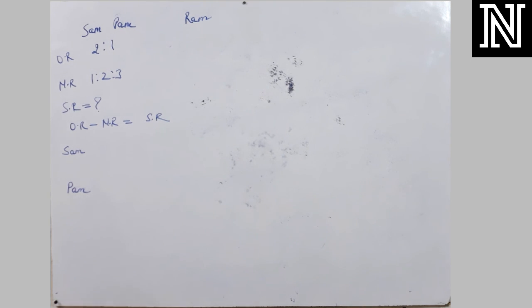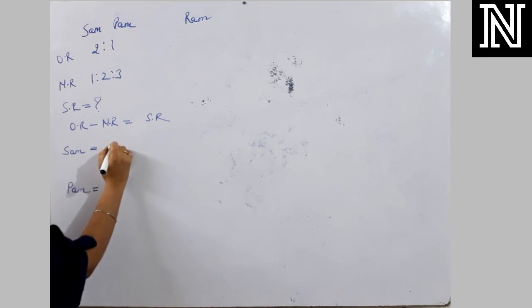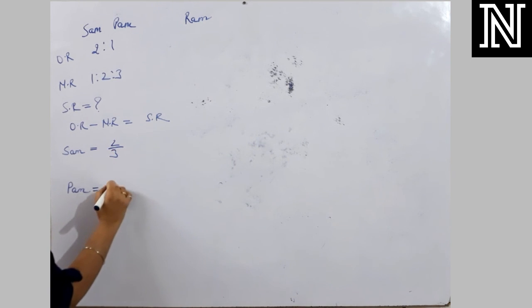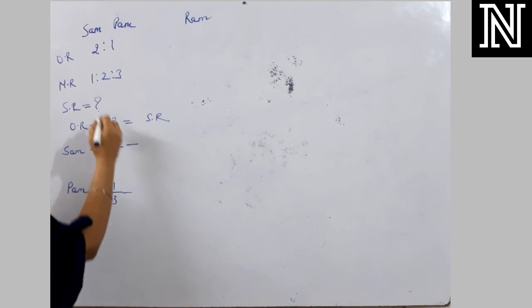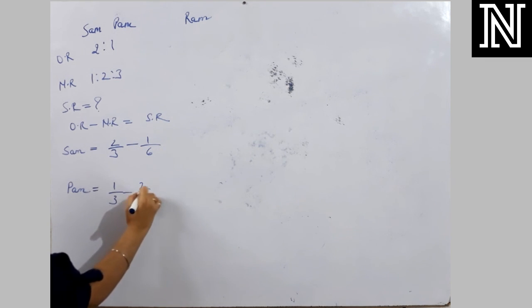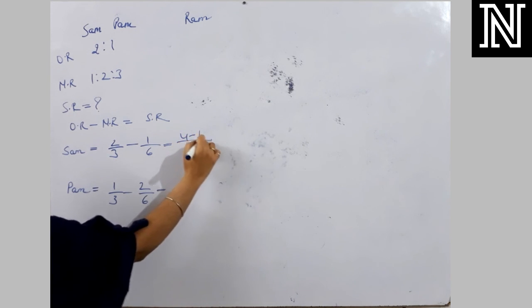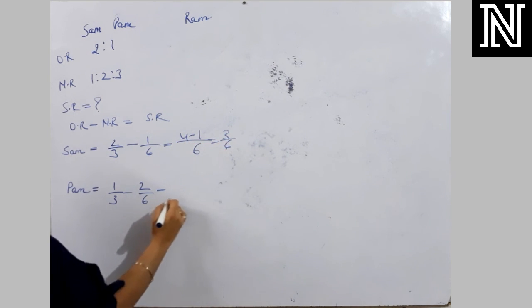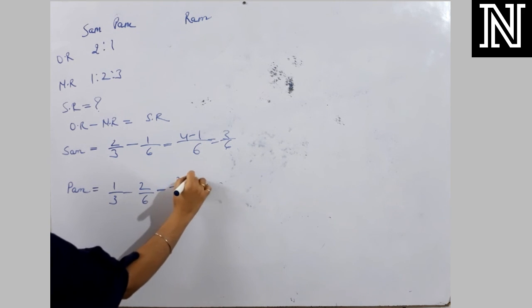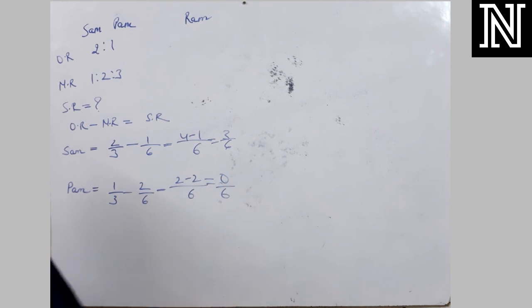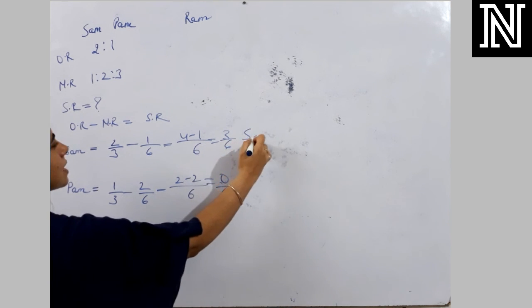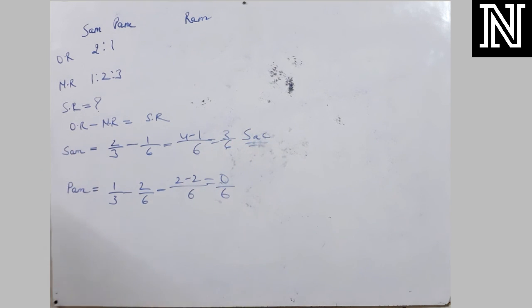Why? Because Ram is a new partner. Yes, Ram is a new partner. He will gain, not sacrifice. So the old ratio of Sam is 2/3 and Pam is 1/3. New ratio is given as 1/6, 2/6. We are taking LCM 6. 4 minus 1, 3/6. 2 minus 2, 0/6. That means only Sam is sacrificing, Pam is not sacrificing anything.